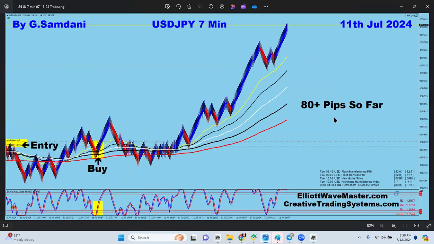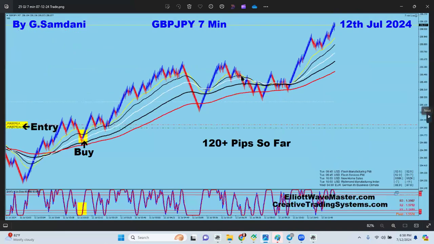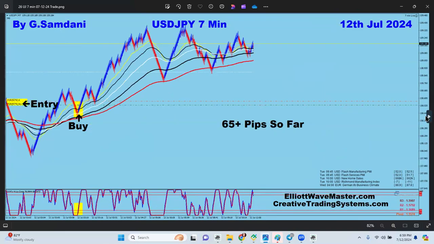USD yen 80 pip on the 11th, and then again Bitcoin small trade to the downside on the 11th, and then this is pound yen from here. This little arrow here, that's the EA taking the trade, 120 pip all the way to the upside. Yen intervention, a lot of volatility in yen pairs, right?